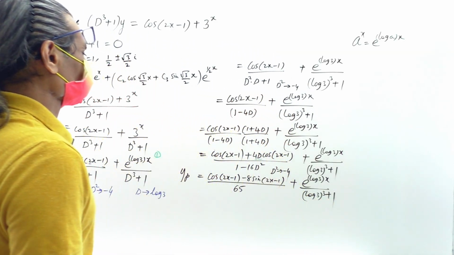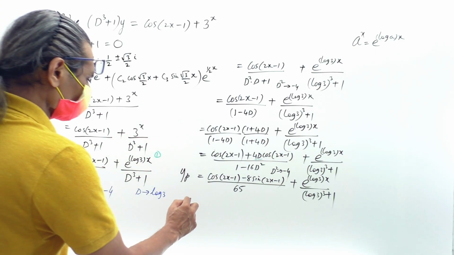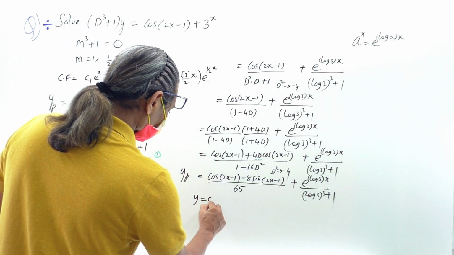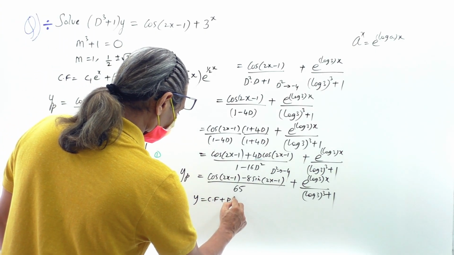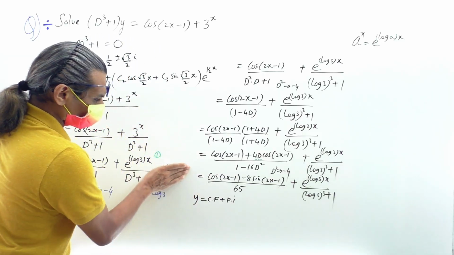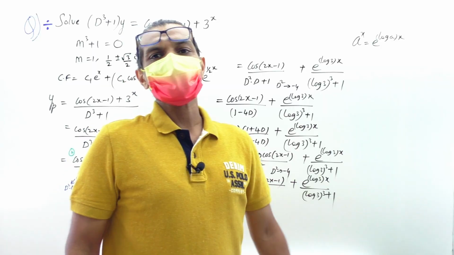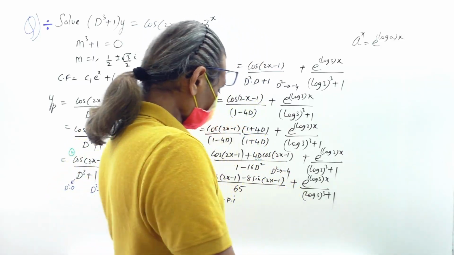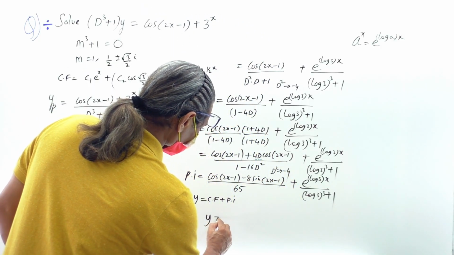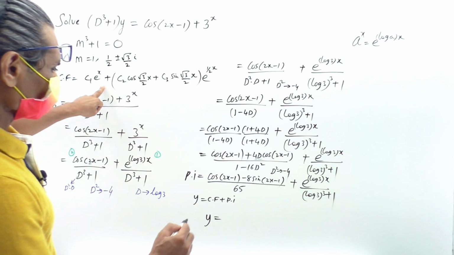So we found both CF and PI. So the solution is y is equal to CF plus the particular integral. Whether it is called yp or PI, both are same. Particular integral or yp, complementary function yc. So y is equal to, what is the solution here? C1.